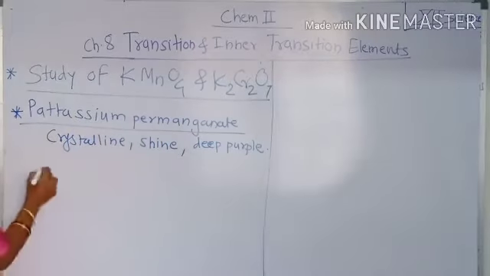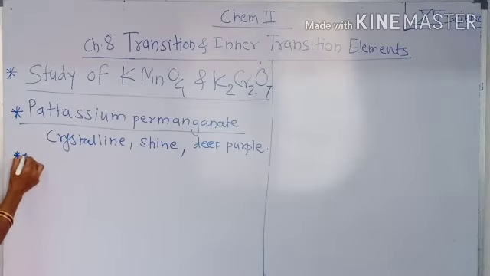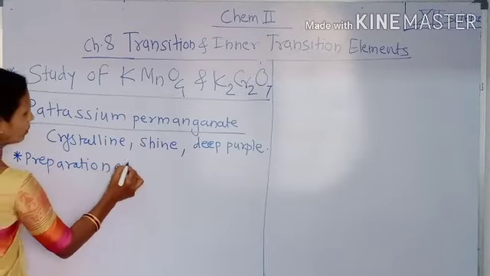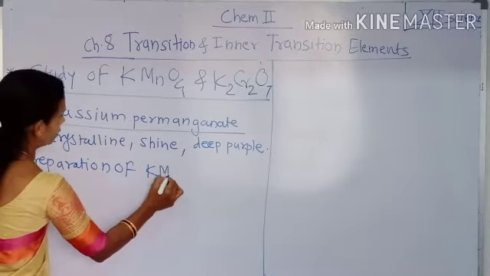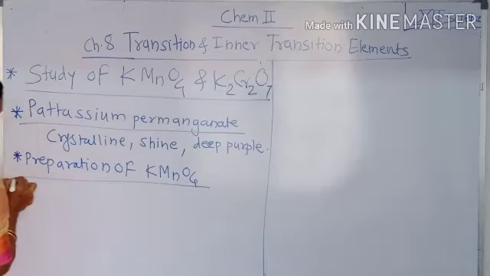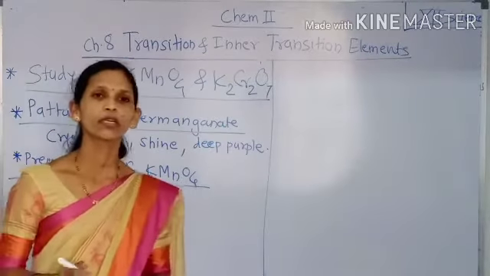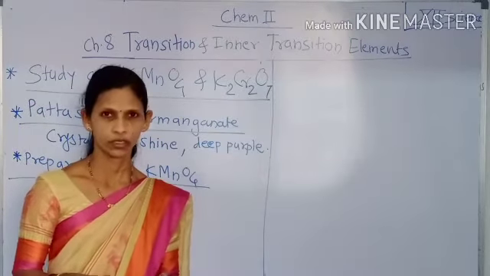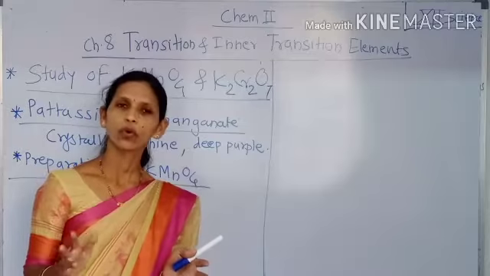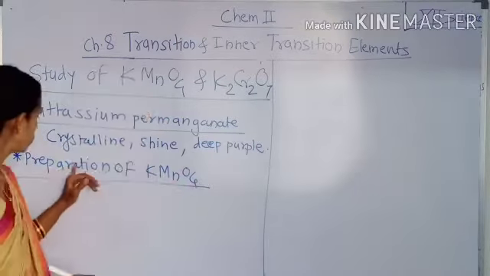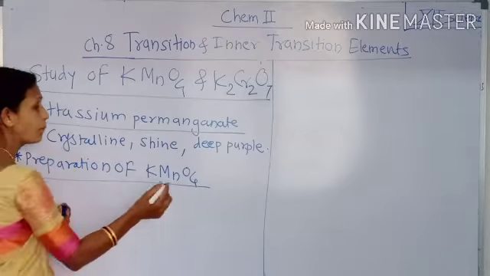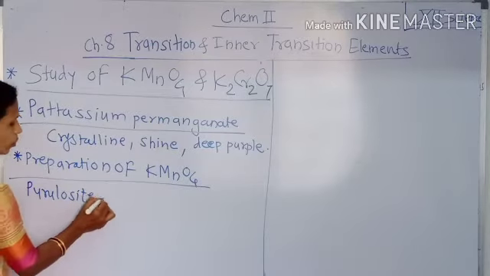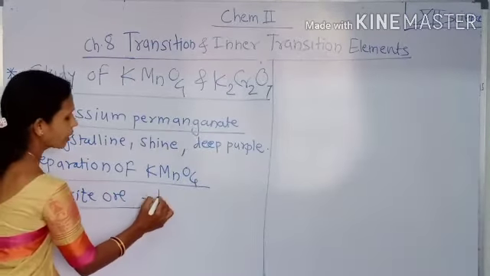First of all, we have to study the preparation of potassium permanganate, that is KMnO4. The preparation of potassium permanganate takes place from ores. There are different types of ores found in the earth's crust. The ore of KMnO4 is pyrolusite ore, which is black in color.